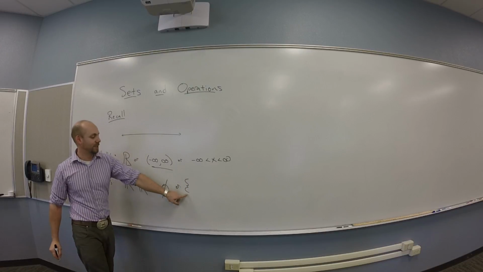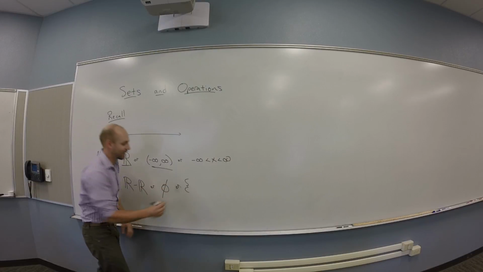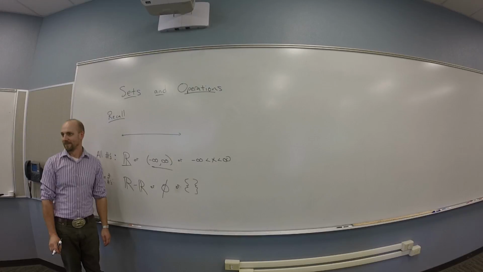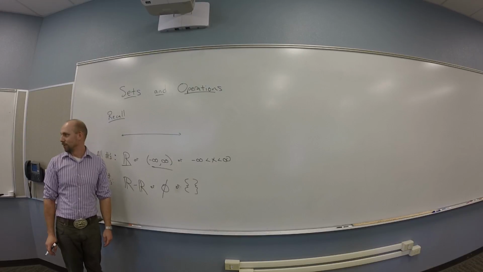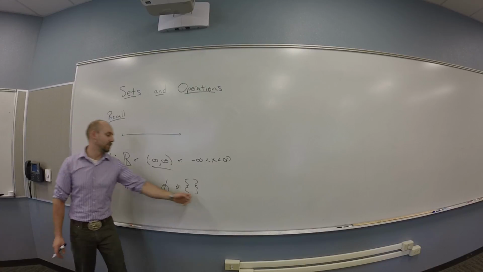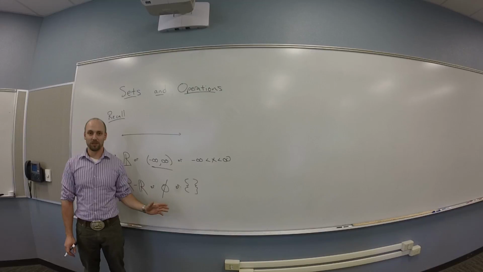So here's the symbol that means I'm going to start a list. Here's the stuff that goes in the list. And then here's the symbol that means I'm going to end a list. And I put nothing in between them, so there's nothing in the list. You guys see that? So these two symbols are the same thing. You guys cool with this?